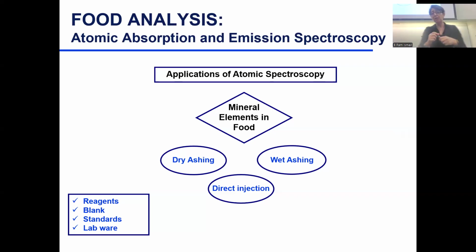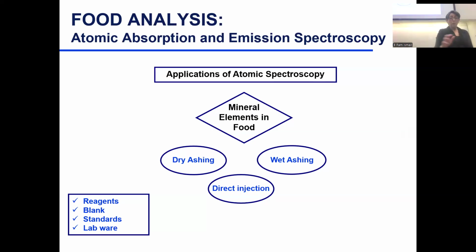So we add lanthanum chloride that actually breaks off the phosphate. So the lanthanum will bond with the phosphate, freeing your calcium so that it goes up into the flame and atomizes. So that is important for calcium, but it's not important for other minerals like iron, for example.